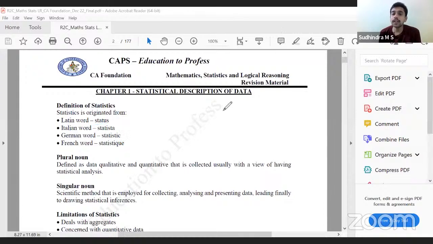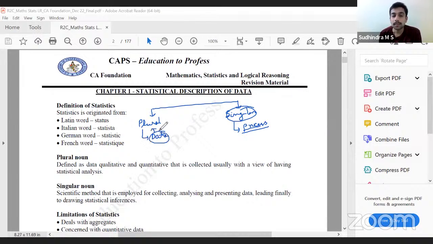Now, coming to the definition, there are two definitions. One is statistics as a plural noun, and one is statistics as a singular noun. As a singular noun, it is the entire process involved in collecting, classifying and analyzing the data. Basically, whatever chapters we have in the syllabus put together, as a singular noun, is called statistics. Whereas the data that we have collected itself is called statistics in the plural sense. In the singular sense, it is the process that is involved.